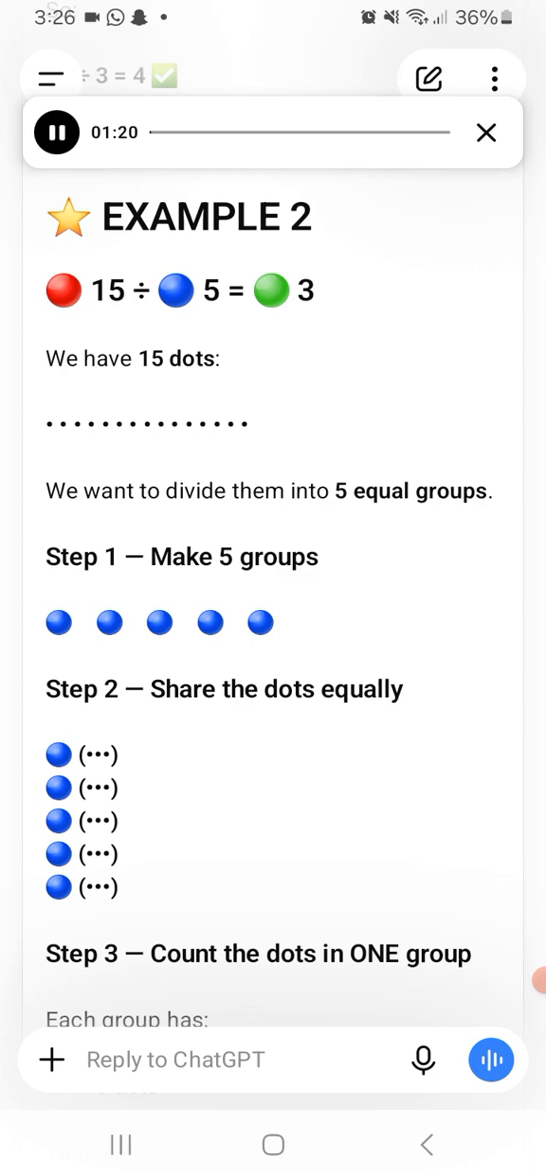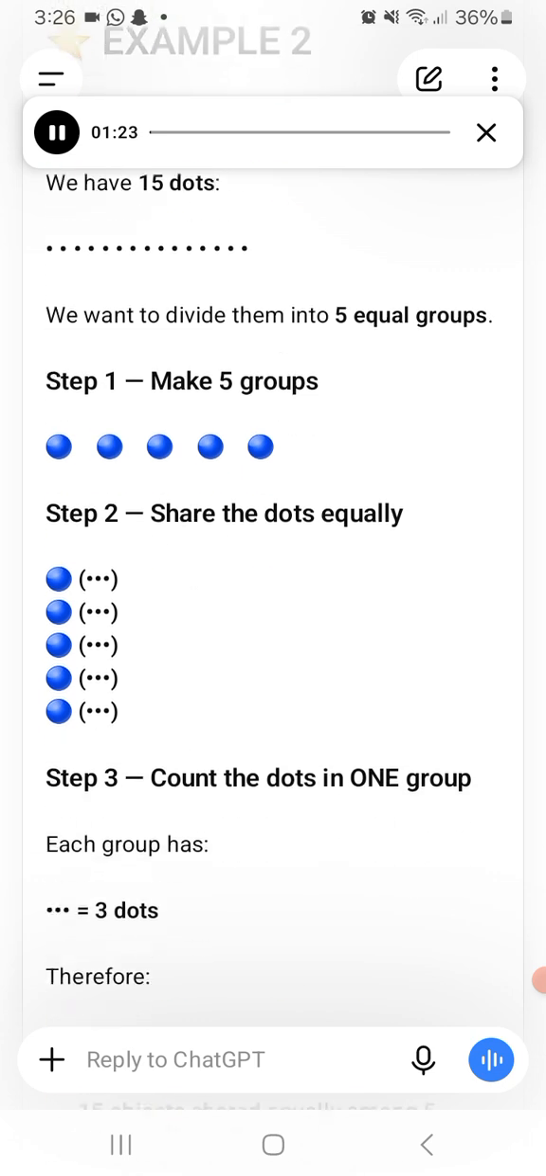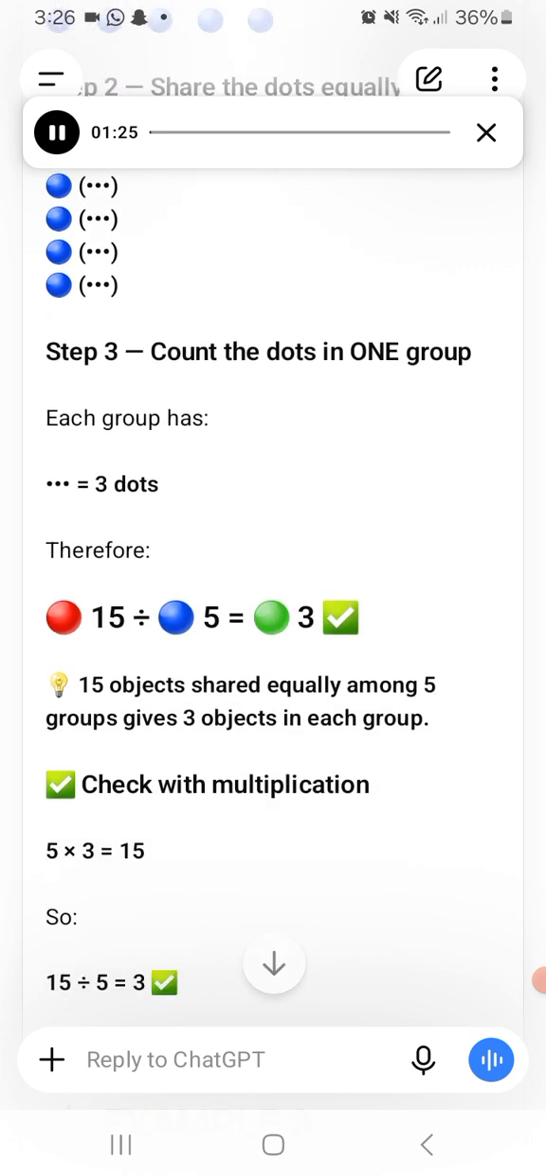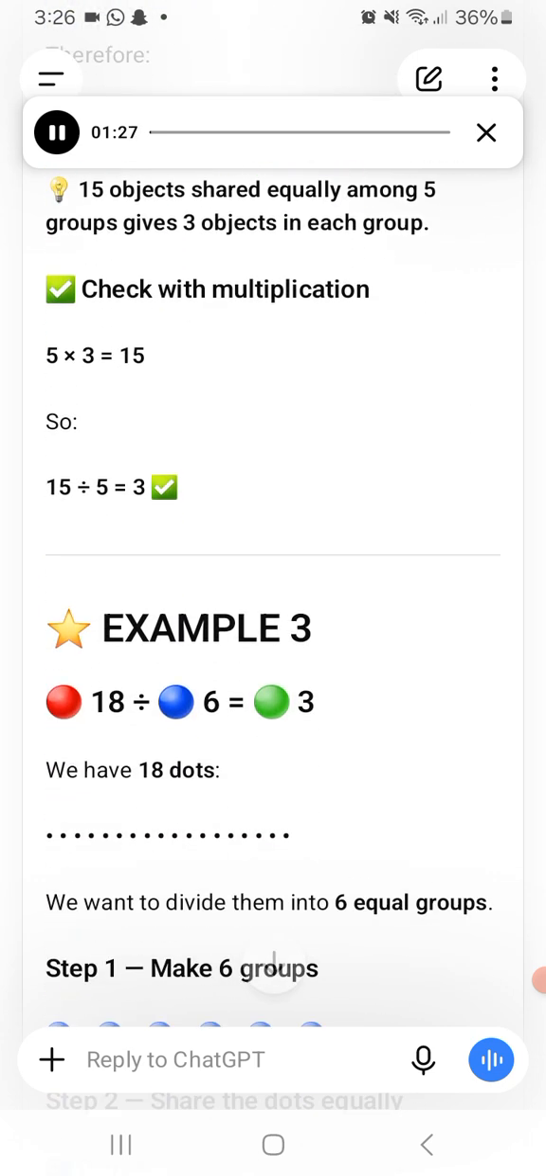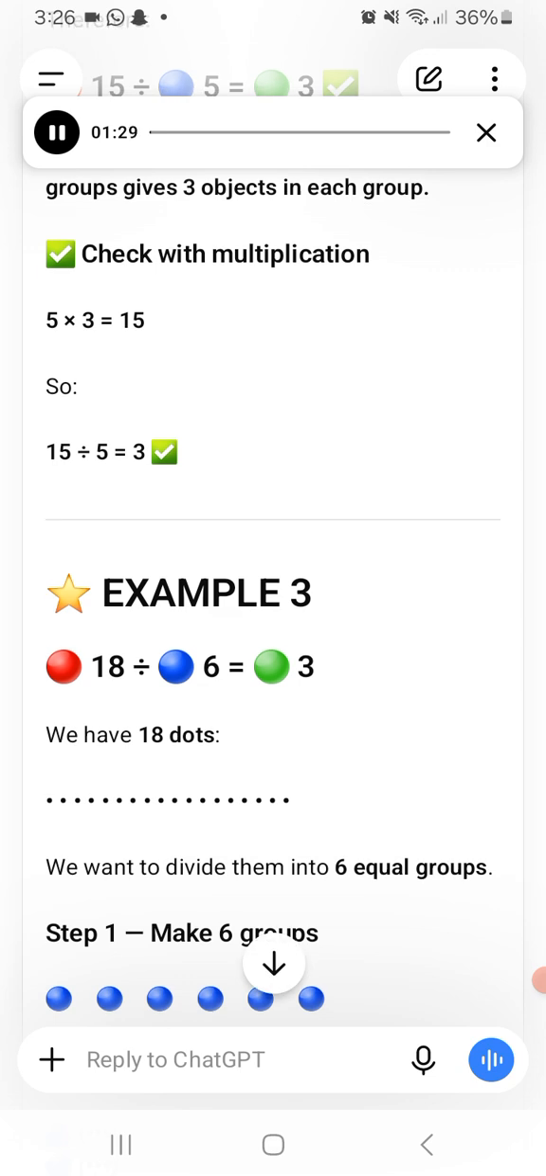15 objects shared equally among 5 groups gives 3 objects in each group. Check with multiplication: 5 × 3 = 15. So 15 ÷ 5 = 3.